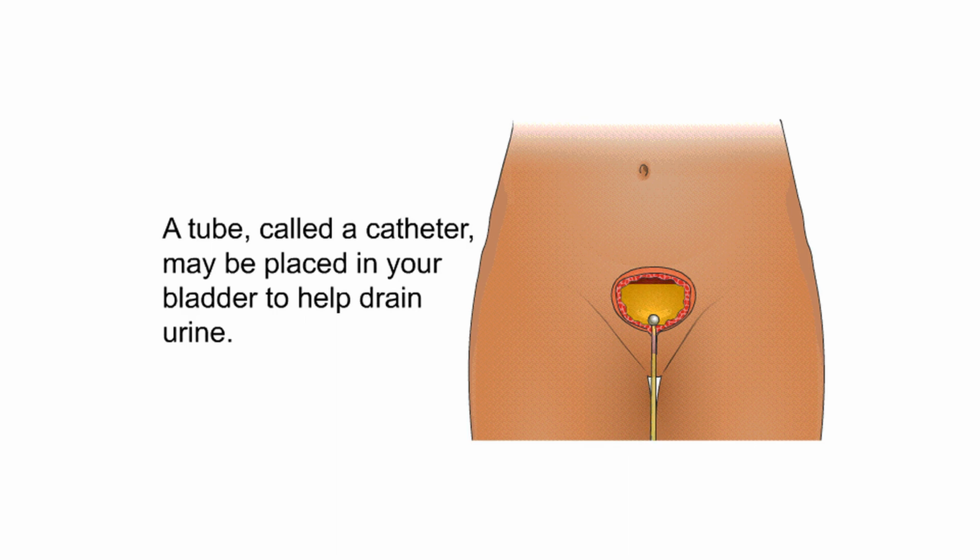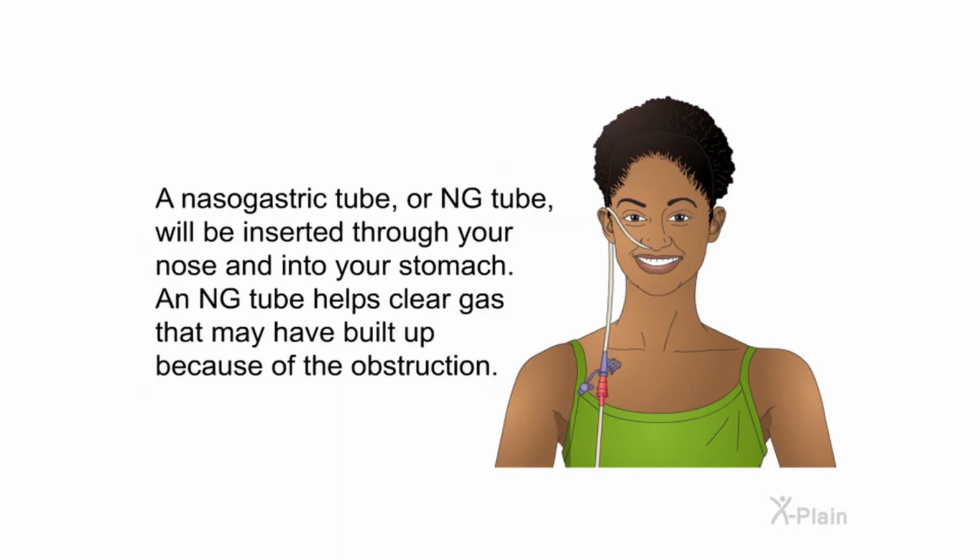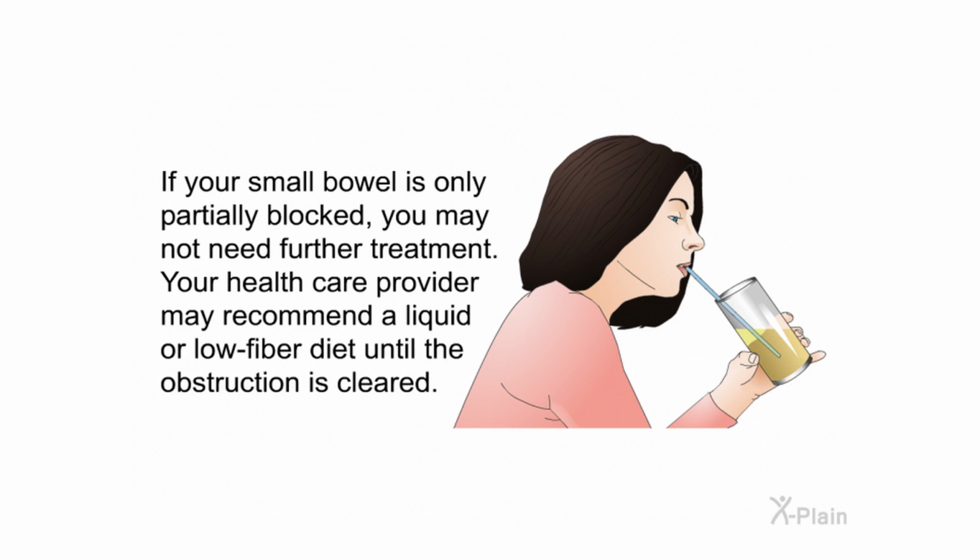A tube called a catheter may be placed in your bladder to help drain urine. A nasogastric tube, or NG tube, will be inserted through your nose and into your stomach. An NG tube helps clear gas that may have built up because of the obstruction. If your small bowel is only partially blocked, you may not need further treatment. Your healthcare provider may recommend a liquid or low-fiber diet until the obstruction is cleared.